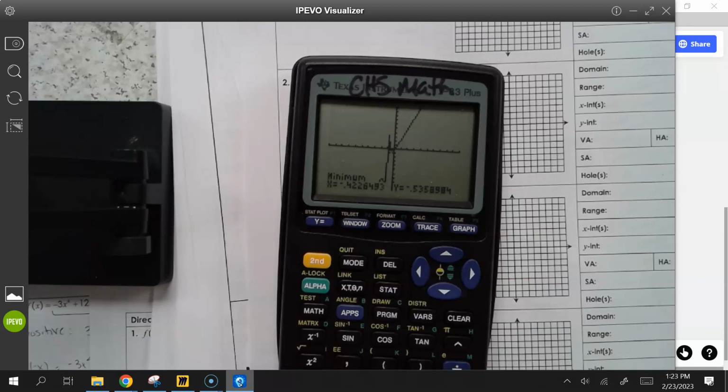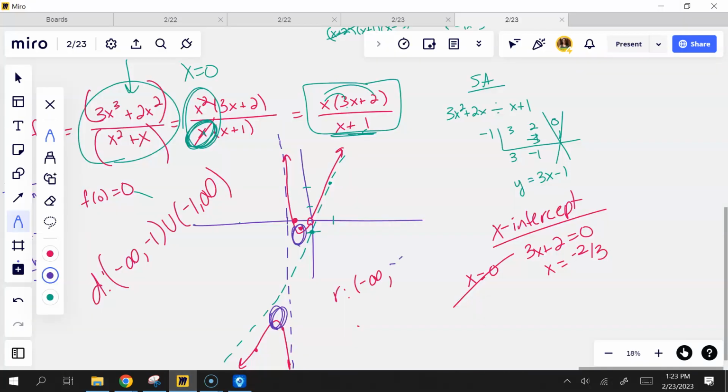Remember, range is y, so I'm looking at the y values here. So I'm going to take negative 0.536. Oh, wait, this is negative 0.536, isn't it? Yep.